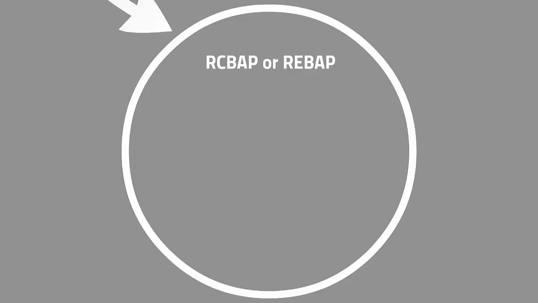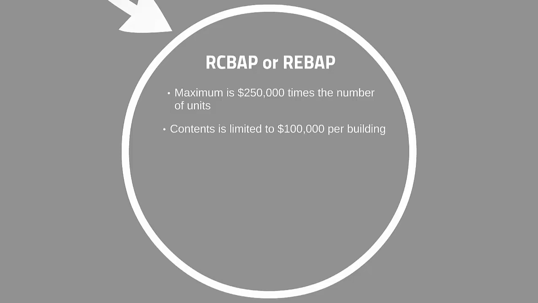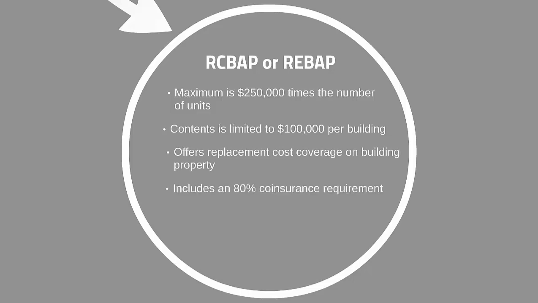With the REBAP, which is for condominium associations, the maximum is $250,000 times the number of units. Contents is limited to $100,000 per building. The REBAP also offers replacement cost coverage on building property. It does include an 80% co-insurance requirement. If you want to learn more information about the REBAP and a comparison of the REBAP to the other NFIP forms and the standard property form, this is a great source from FEMA.